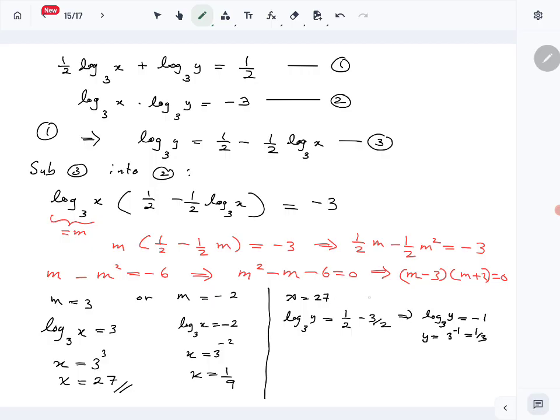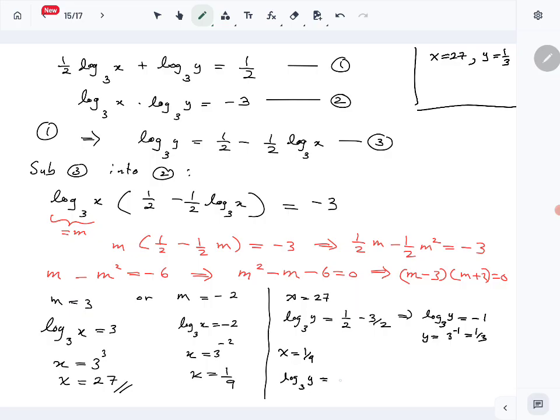So one solution is x is 27. So we'll write it here. One solution is x is 27, y is 1/3. The other one is what? When x equals 1 over 9, what is happening?